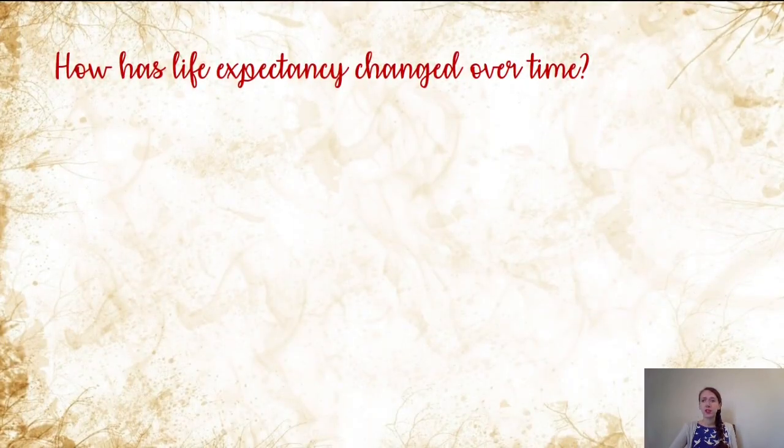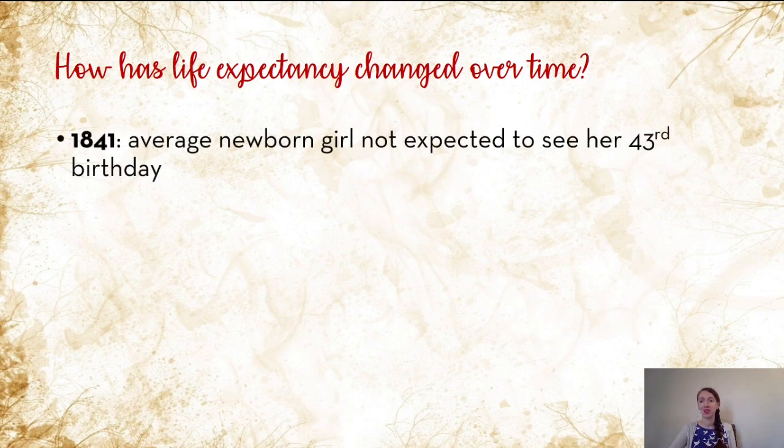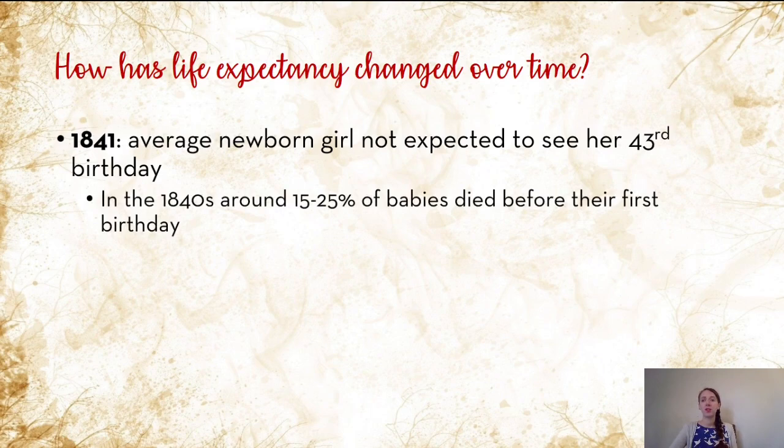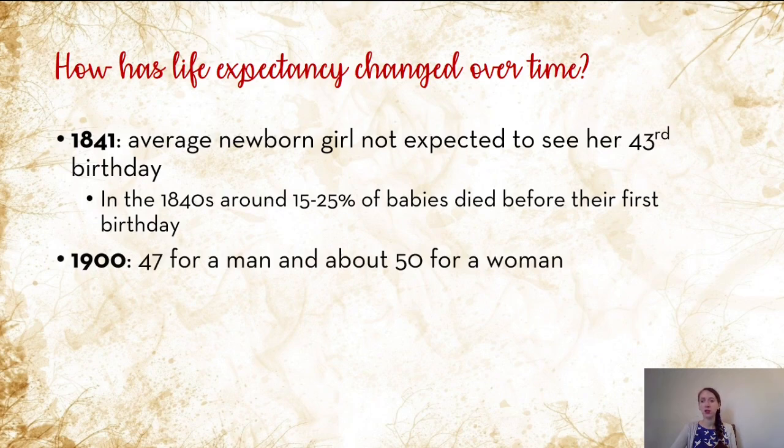Now, we'll keep discussing the question of Ireland, but we'll focus in particular on questions that have to do with population and demography. How has life expectancy changed over time? It may seem like a silly question, but it will help us understand the extent of the tragedy that affected Ireland in the 19th century. In 1841, the average newborn girl was not expected to see her 43rd birthday. In other words, she would not be expected to live beyond 43. In the 1840s, around 15 to 25% of babies would die before their first birthday, so life expectancy would be higher once you'd gone past that first year. In 1900s, life expectancy would be about 47 for a man and 50 for a woman.